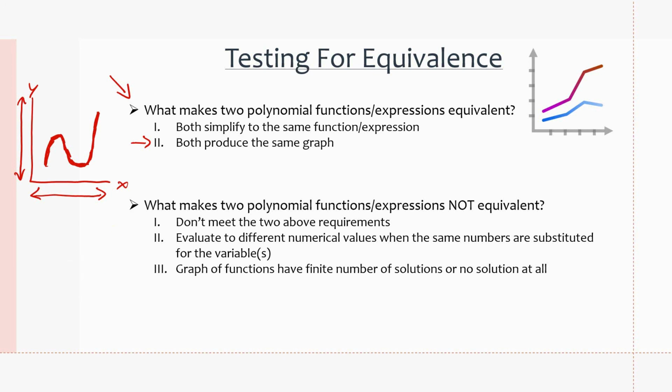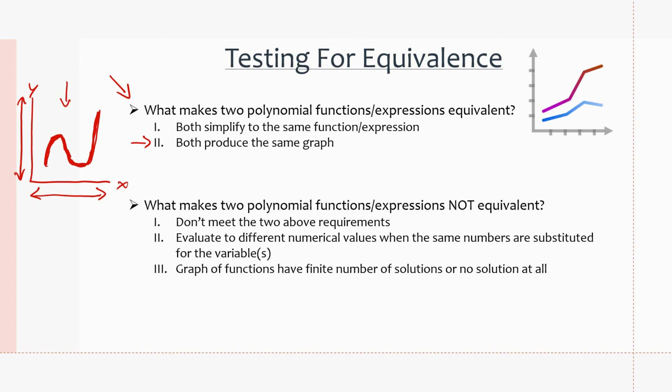So if the two graphs of the functions have finite solutions, they are not equivalent, because for the two polynomial functions to be equivalent, they must be like up here, over top of one another, so that any x value corresponds to the same y value for both functions. They must graph the same exact graph.